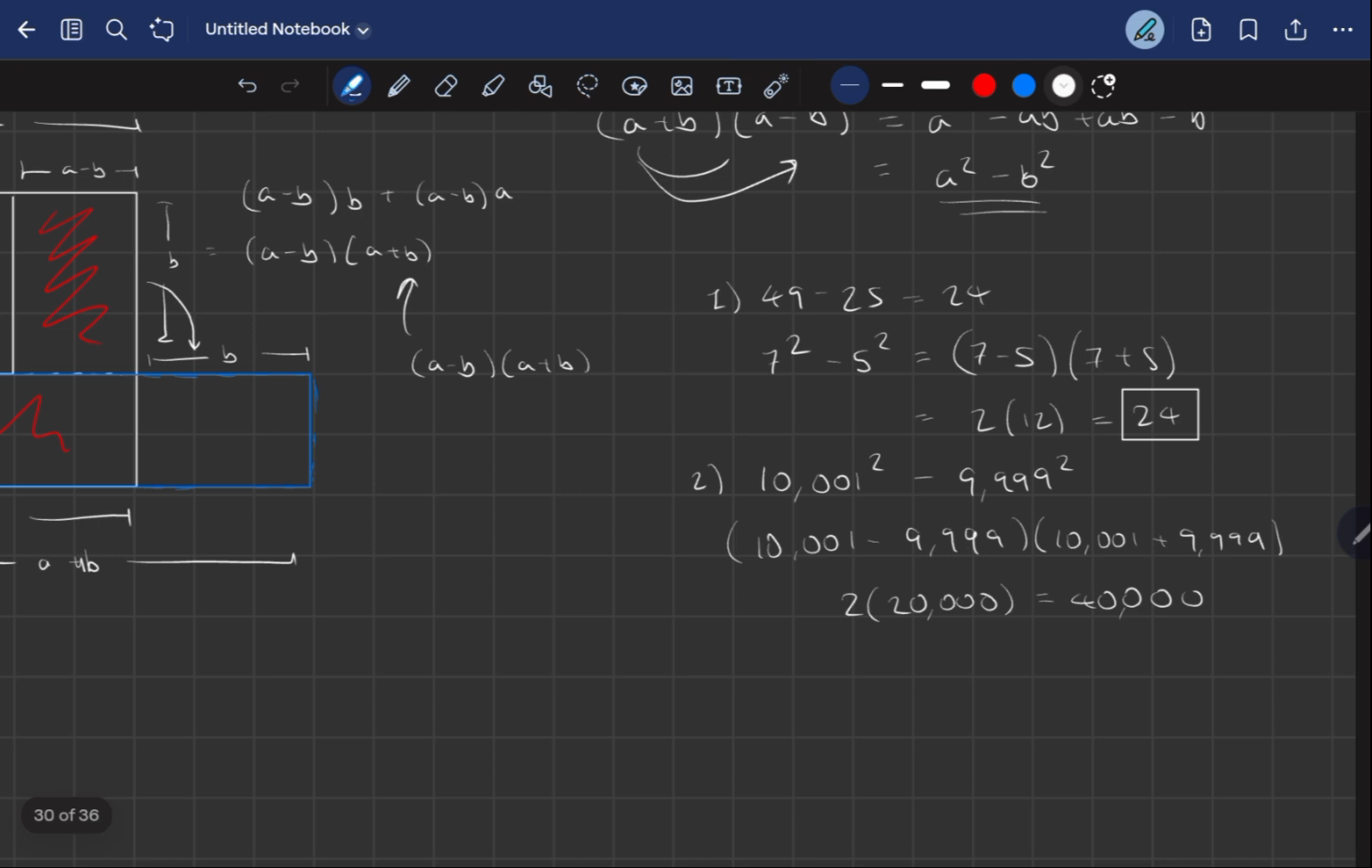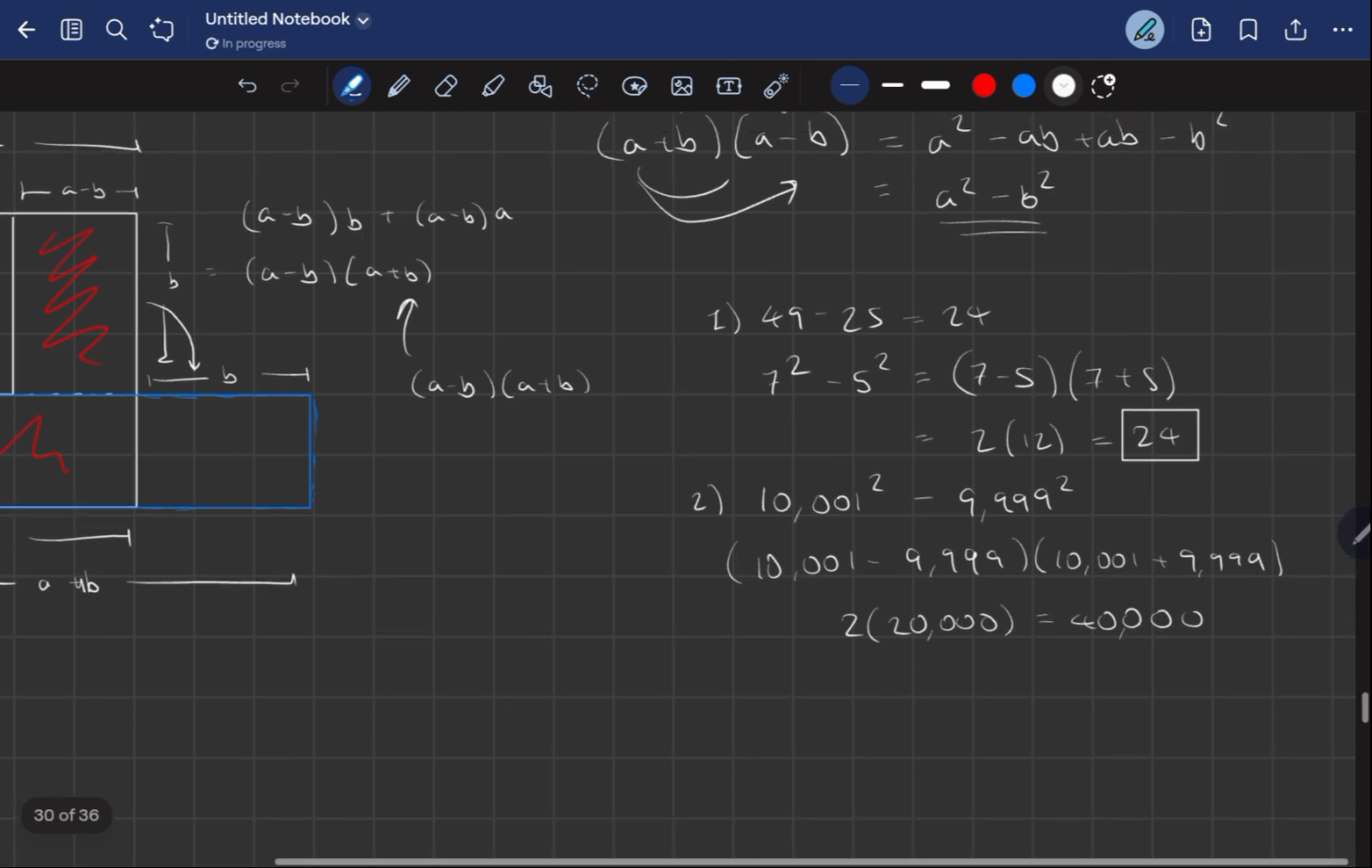Now, this only works for exact squares. Okay? So, the square number here has to be 49 and has to be 25. Because then only then can we write it as 7 squared and 5 squared.